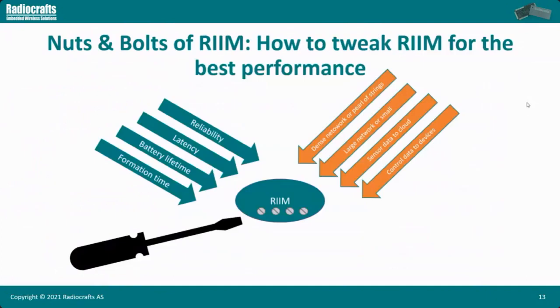Then what can you do as a user? How can you tweak RIIM to get the best performance for your own network? Well, there are many things you can play with. You have reliability. How much do you want of that? You have latency. Do you want it high? Do you want it low? You have battery lifetime. You have the network formation time. You can play with all this. And this, of course, depends on how dense your network is. Do you send sensor data only to the border router or to a terminal or to the cloud? Are you controlling devices in the field, or are they only sending uplink messages to the controller? All these things you can control and play with to change the network's performance.